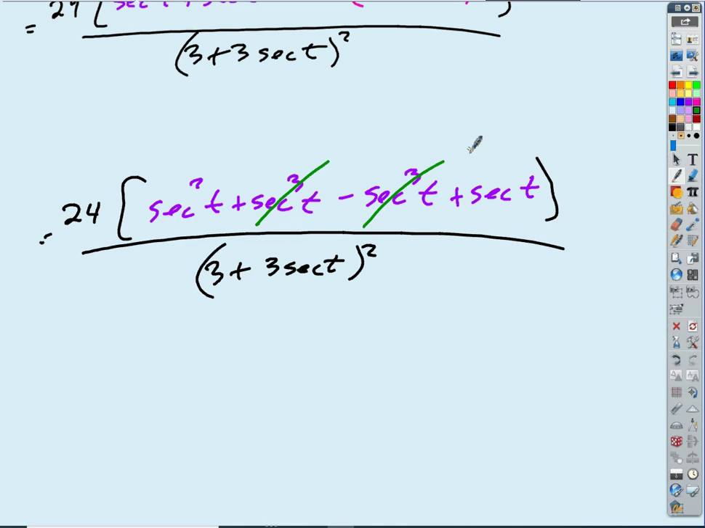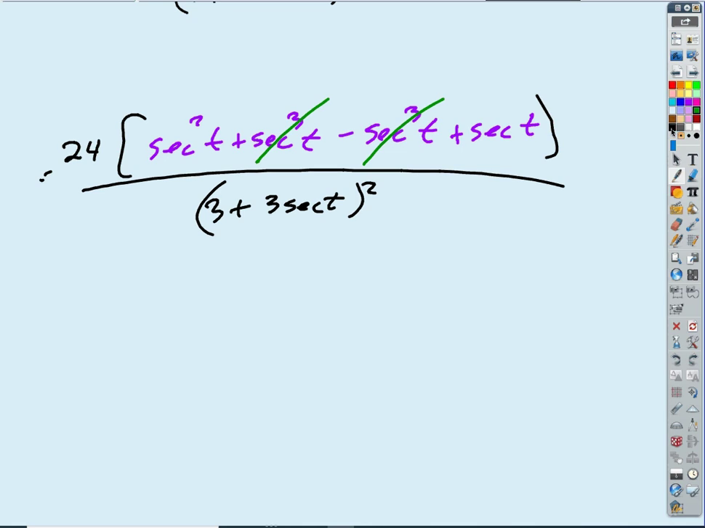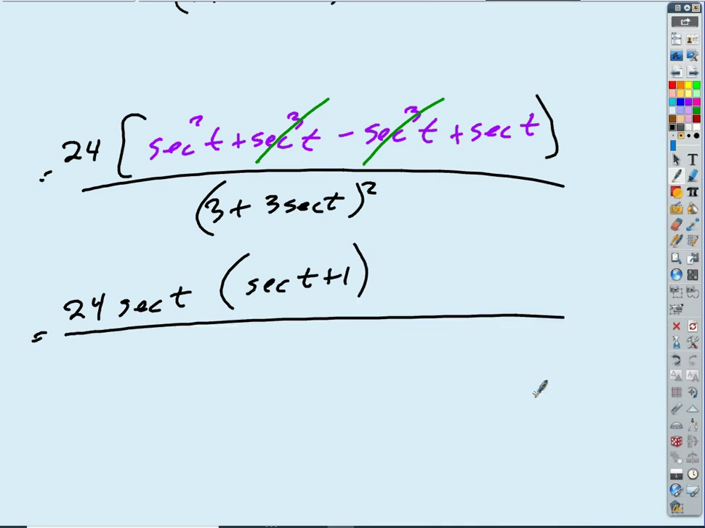You want to factor out secant, and I can factor out a secant, okay? And now look what we're getting. Then I've got to factor out 24 times secant t times, if I factor one out, then I've just got secant plus 1, right? Divided by... okay, it's pretty good. Now stare at that.